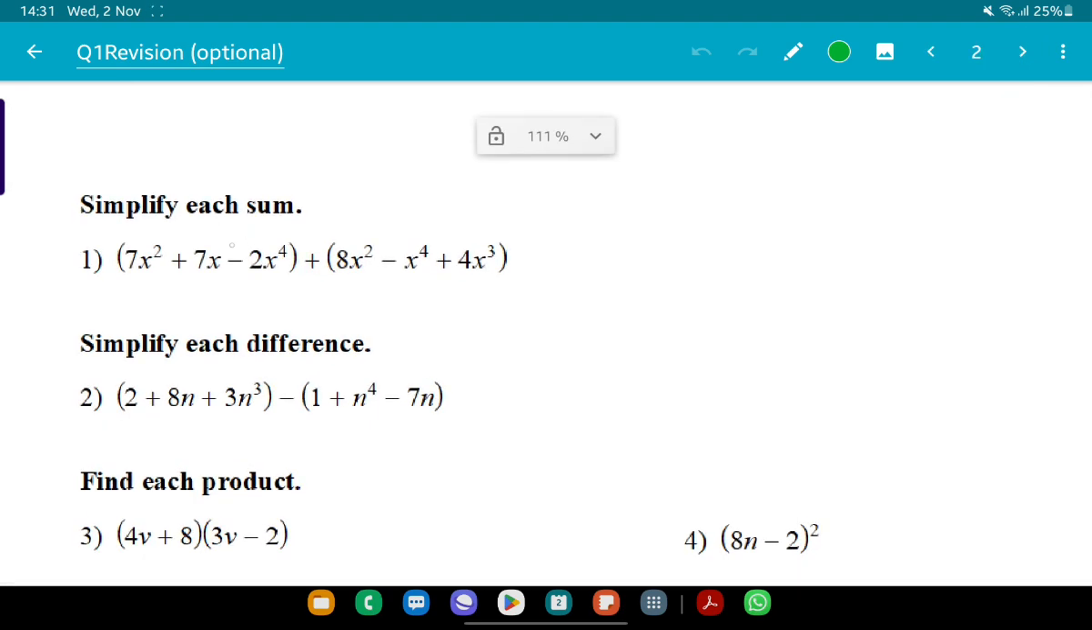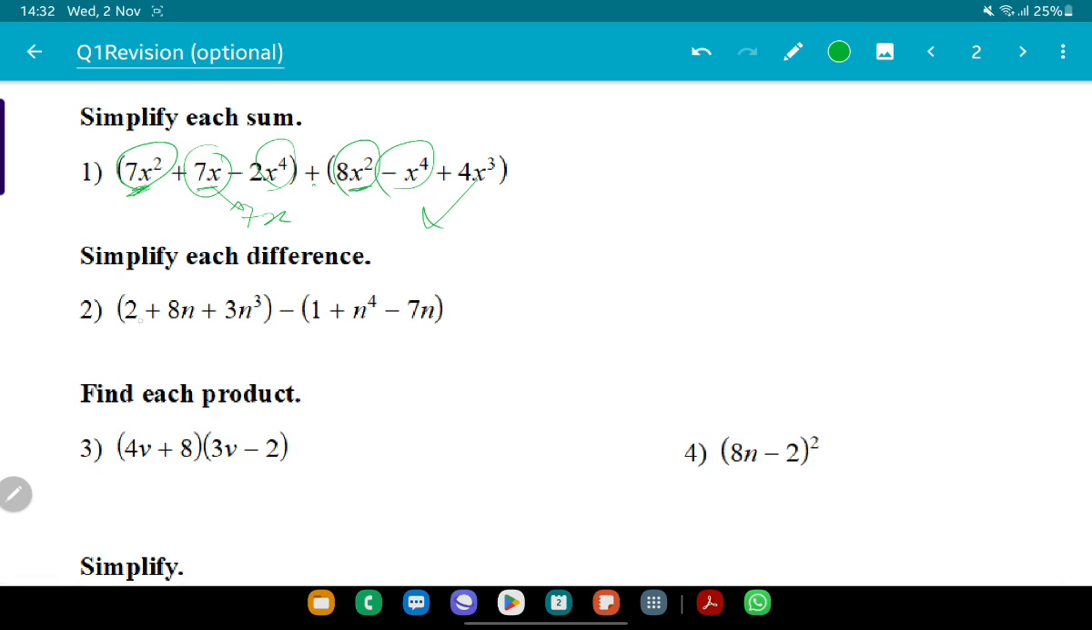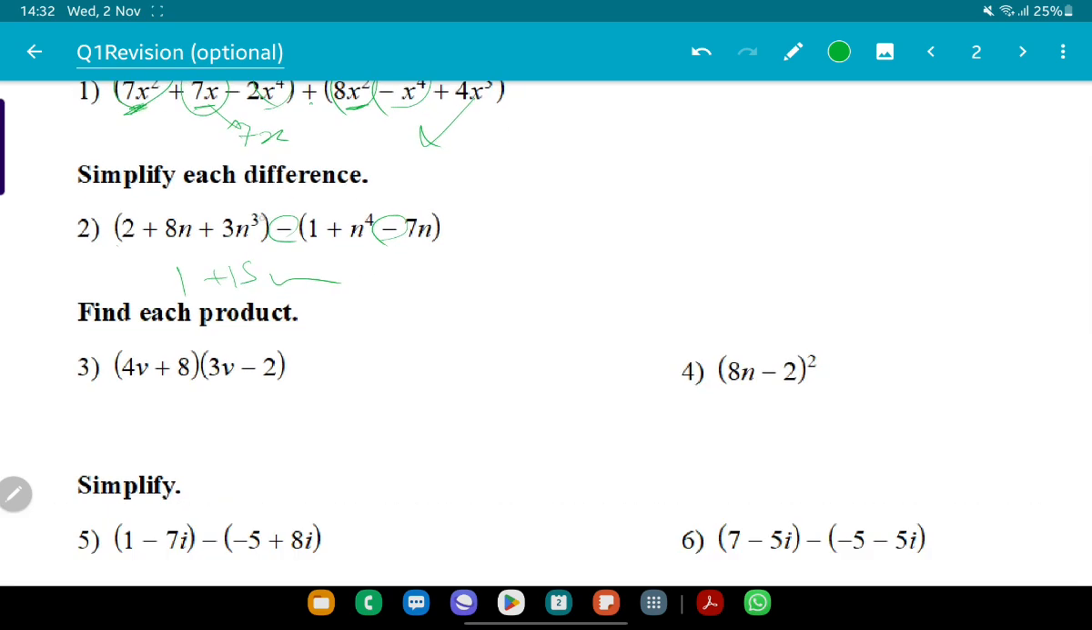In this question, simplify the sum. So you combine like terms, power 2, add. Combine like terms, there's no x power 1 here, so we'll write 7x and combine power 2 with power 2, power 4 with power 4, and leave this and leave this. Subtraction, combine like terms. 2 minus 1 is 1, 8n minus negative 7n would be positive 7n, it would be 15n, and so on. Okay, 3n power 3, there is no 3n power 3 here, so write 3n power 3. For n power 4, there is no n power 4 here, so you will put n power 4 as this.